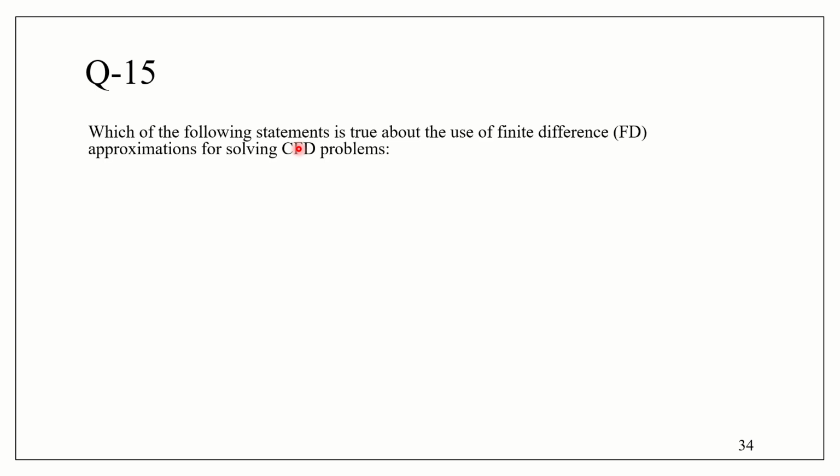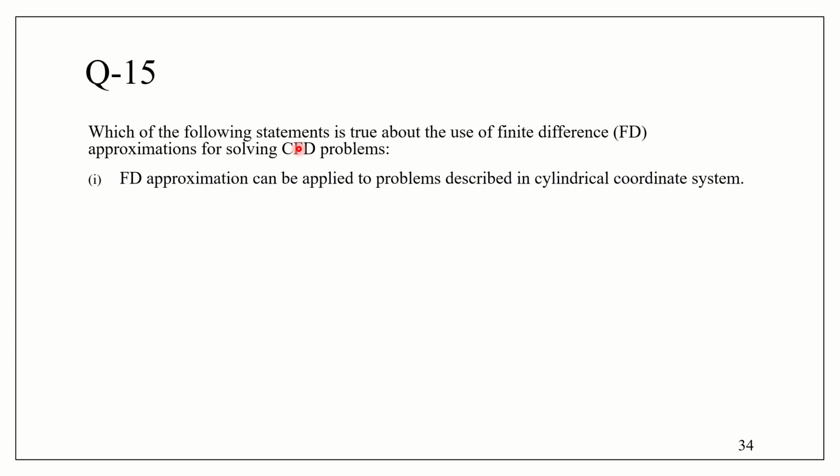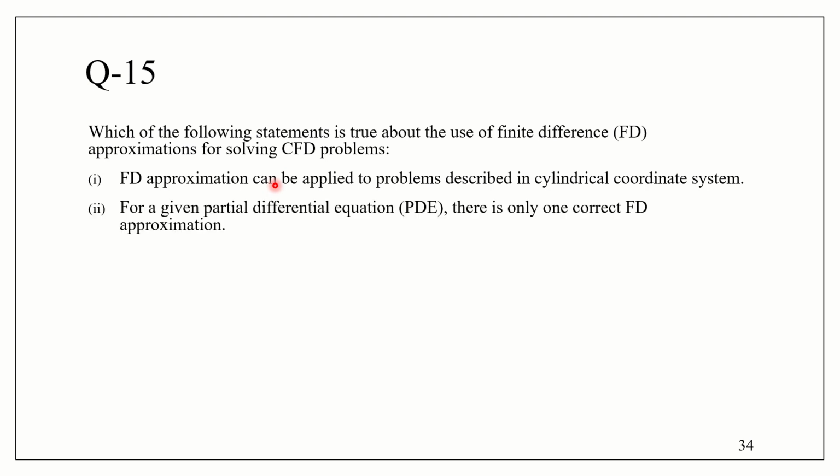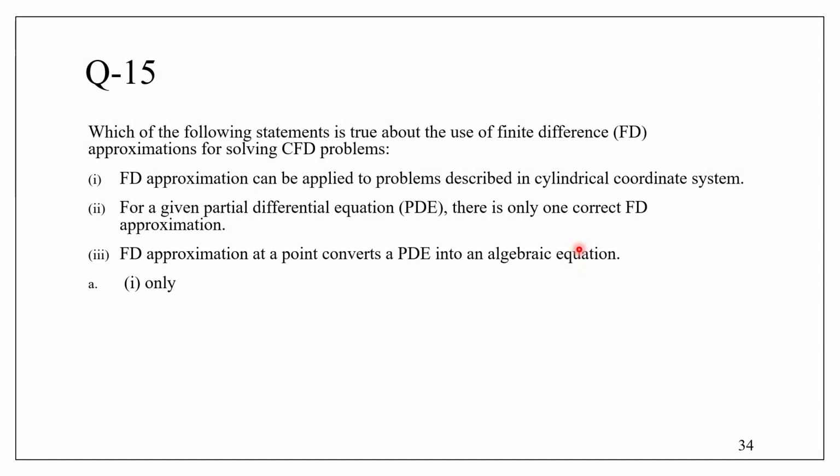We are going to question 15. Which of the following statements is true about the use of finite difference approximation for solving CFD problems? Statement 1: finite difference approximations can be applied to problems described in cylindrical coordinate system. Statement 2: for a given partial differential equation, there is only one correct FD approximation. Statement 3: finite difference approximation at a point converts a partial differential equation into an algebraic equation. The options are: option A, 1 only; option B, 1 and 2; option C, 1 and 3; option D, 1, 2 and 3.